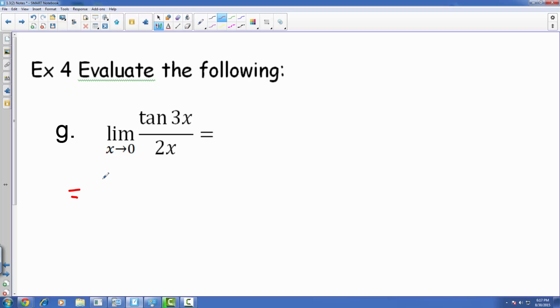So when we do that, we have the limit as x approaches 0 of the sine of 3x all over the cosine of 3x all over 2x. And ultimately that 2x is also the same thing as saying 2x over 1. Now what we have here is really a fraction divided by another fraction.